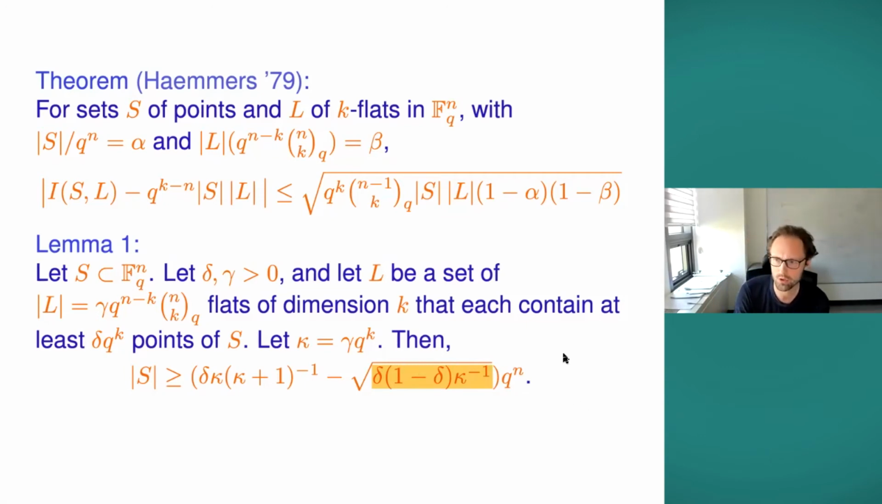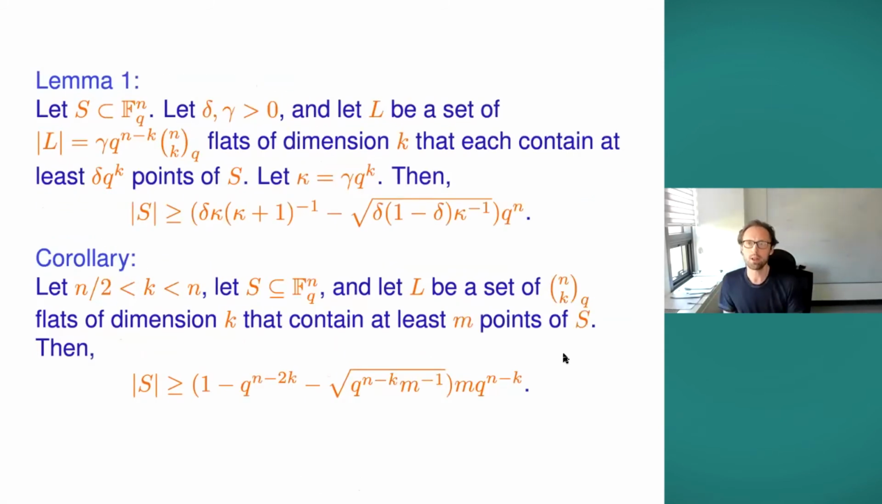And there's also some restrictions on what we can have delta to be. But depending on what delta and kappa are, in the best case, this could say that we have at least almost delta times q to the n points. So just by requiring a density, if we take a sufficiently large set of flats and require that each one has a density delta, then in fact, our entire set has to have density nearly delta in the entire space.